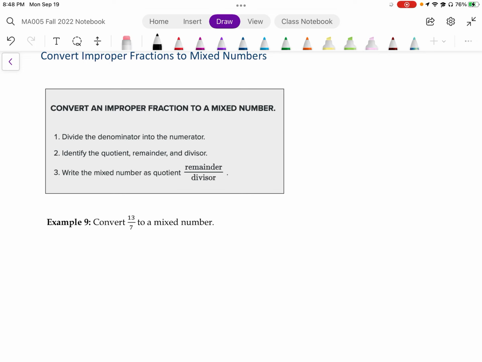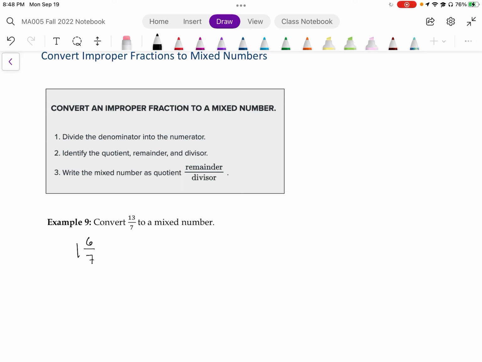So we're going to take 7 into, how many times does 7 go into 13? It goes in 1 time. What would the remainder be? Well, the remainder would be 6 over 7. Okay, so that's how you do it. You just look and see how many times it goes in.